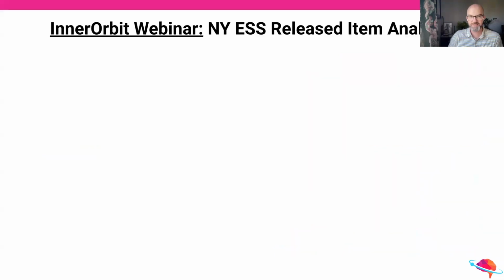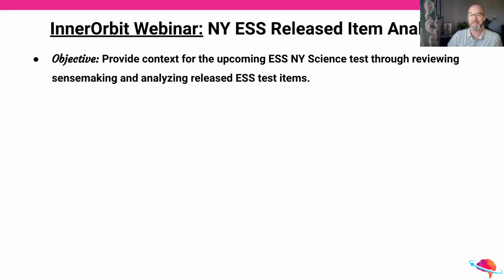But without further ado, let's jump into our session for today. Today we're here to talk about the New York Earth and Space Science released item and do some analysis of that. The objective is to provide context for the upcoming Earth and Space Science New York Science Test, review sense making, which is going to be a big part of what we do, and then analyze some released test items. We did one of these for bio before, and we went a little bit under the hour. So I think that's what we're going to do here as well.